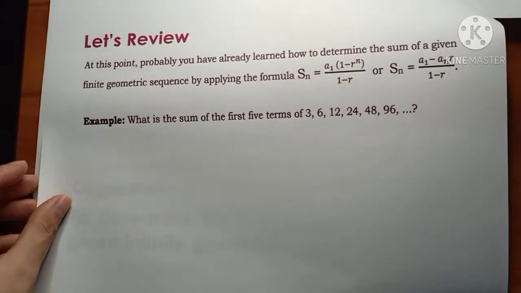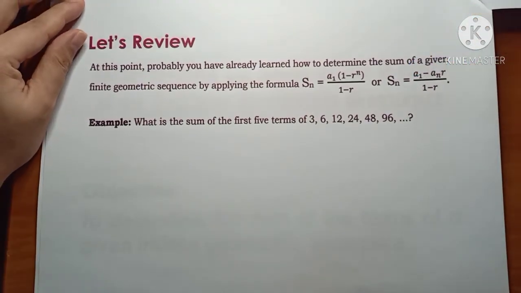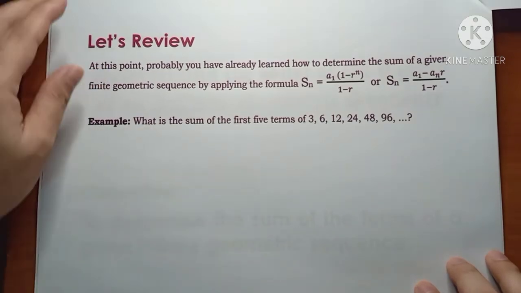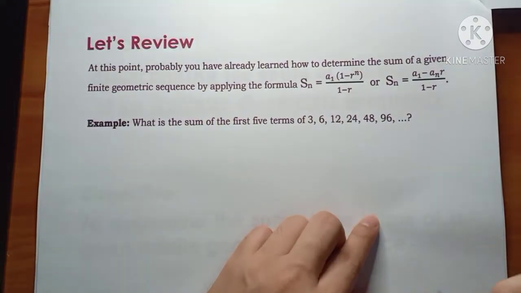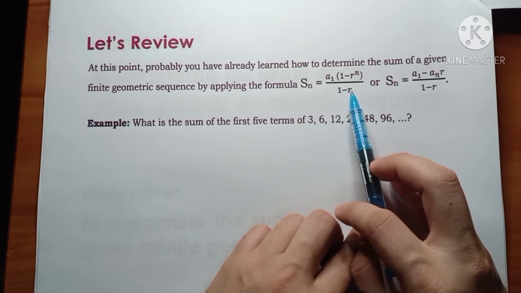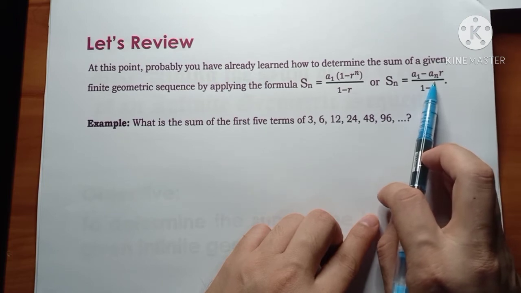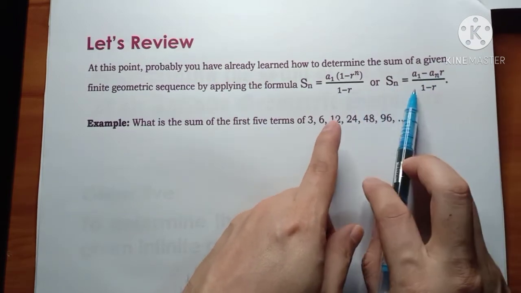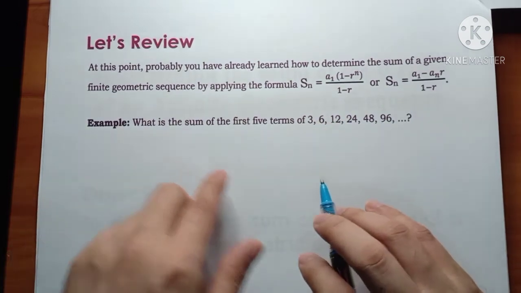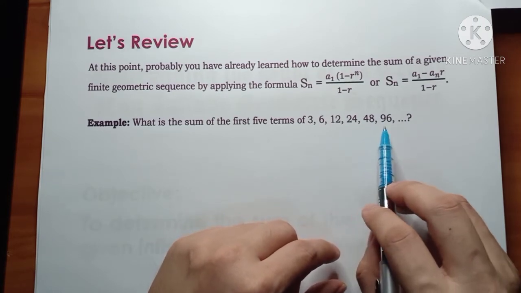So umpisahan muna natin sa ating review. So at this point, probably you have already learned how to determine the sum of a given finite geometric sequence by applying the formula. So meron tayong dalawang formula. So itong formula na to gagamitin natin pag hindi given ang ating last term. At ito naman kung given ang ating last term. So depende yan kung ano lang ang nasa given.